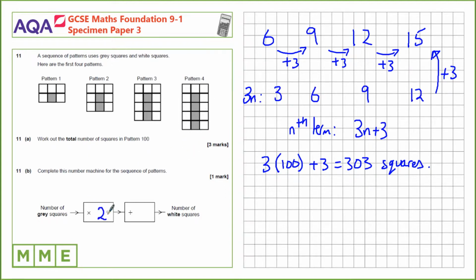So the first thing we're doing is doubling the number of grey squares. Then we have these 3 squares at the top that are always white, so we need to add on 3 white squares.